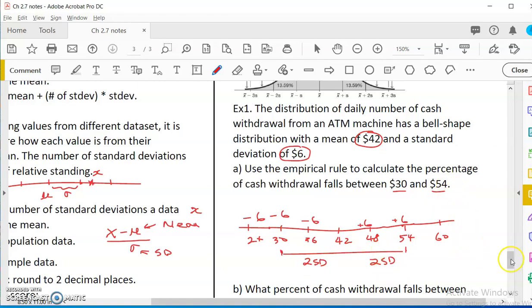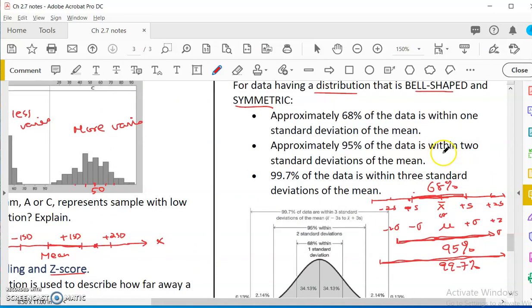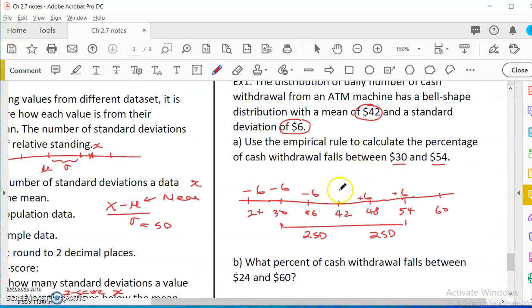And what do we say in the empirical rule? The empirical rule says if this is within 2 standard deviations from the mean, it's 95%. So match that with the tick marks and you would say, oh, that is equal to 95%. So that is your answer. So 95% of cash withdrawals will be between $30 to $54.